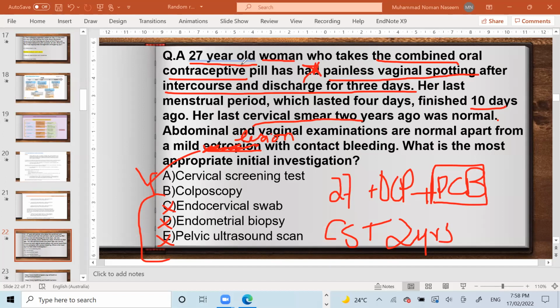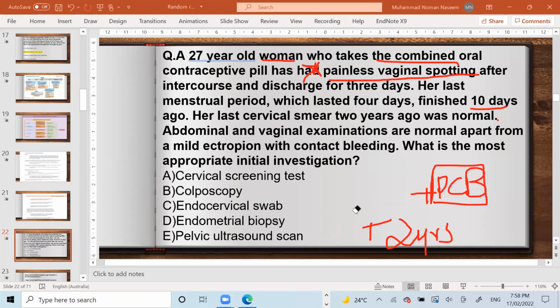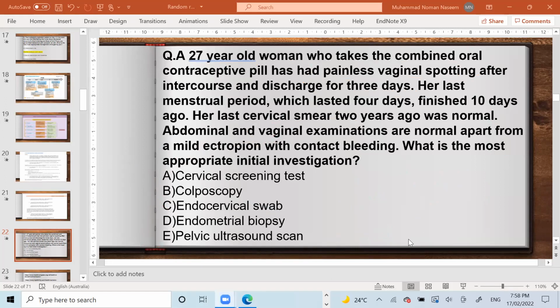Is it clear, guys? This is a very confusing question, but it's one of the most important topics in the exam, the cervical screening test. So if a young patient who is on OCPs comes to you with postcoital bleed, most likely she's having cervical ectropion, and it does bleed on contact. But you don't leave this patient alone. You don't reassure this patient. You do the cervical screening swab. You send it for the cervical screening test, wait for the results, and review the results. If there is something abnormal, then you refer the patient to colposcopy.